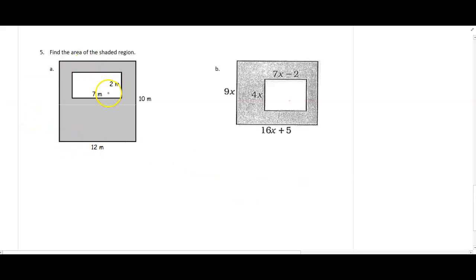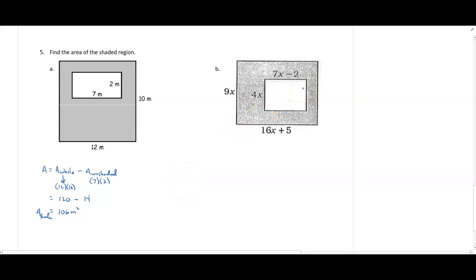Now, part 5 is numbers. So how would you find the area of the shaded region? Remember, area of the shaded region is the area of the whole region minus the area of the unshaded region. So when I look at this whole rectangle, the whole region would be 12 times 10, which would give you 120, minus the unshaded region would be 7 times 2, which is 14. And then 120 minus 14 would give you a total area of the shaded of 106. And that would be meters squared.